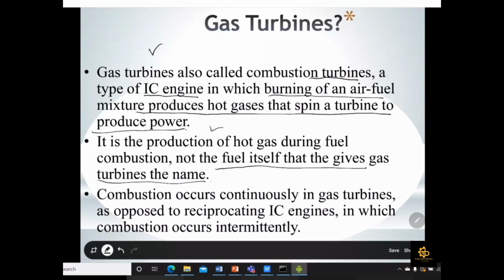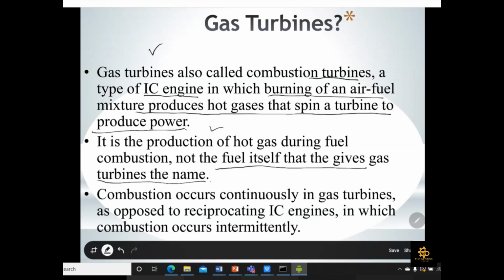In the previous case, we produce combustion, and due to the combustion in the Otto cycle and diesel cycle, the reciprocating motion is converted into work. But here we get the rotation of the turbine, or of some part, by using the hot gases. We will see one video also, so you can better understand what's happening in the turbine.